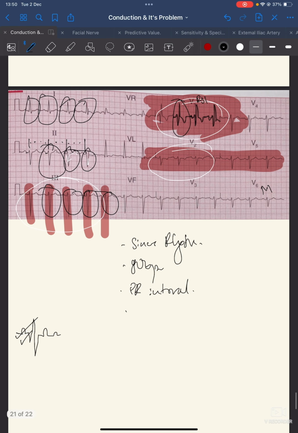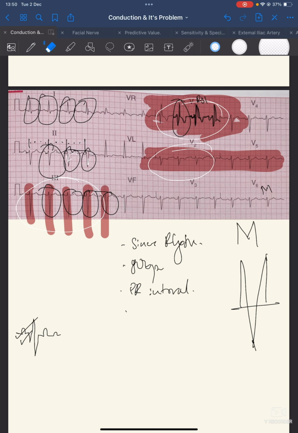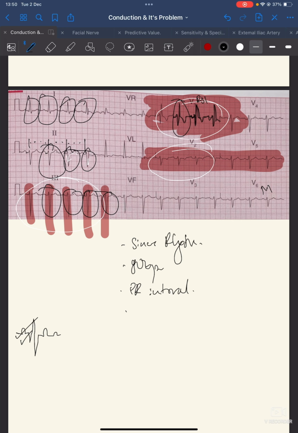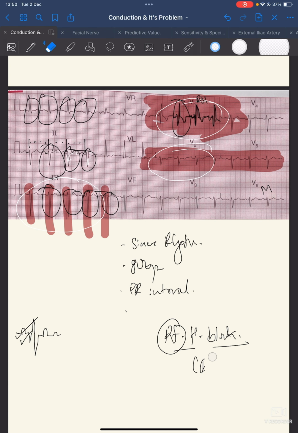If you see an M pattern, M is never like this. It will not go down beyond this. So you can see here, this is going below the isoelectric line. So this is the RSR pattern. And if you see the RSR pattern in V1, that means there is right bundle branch block.